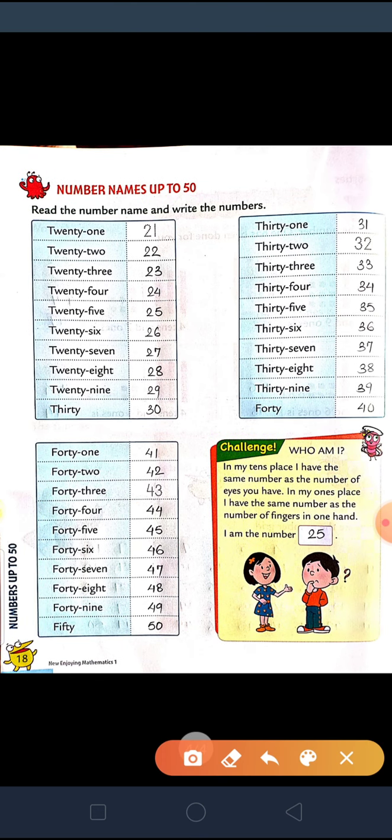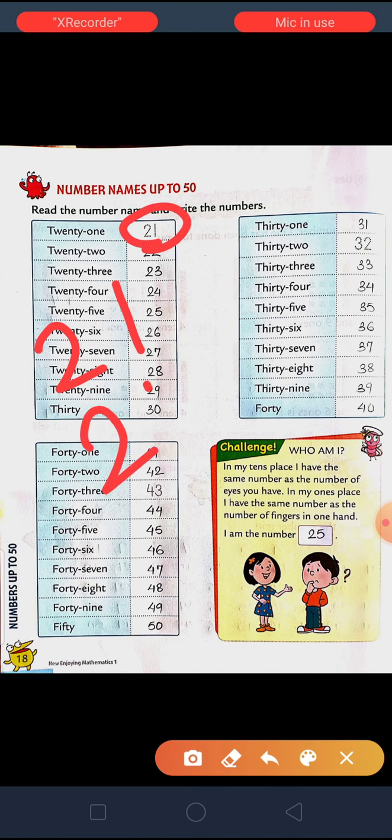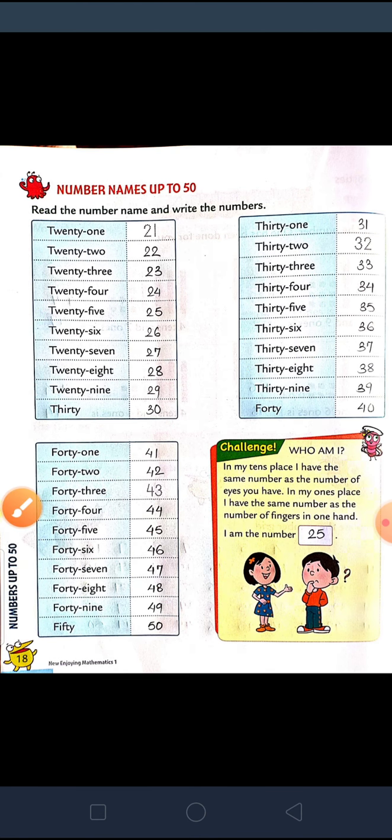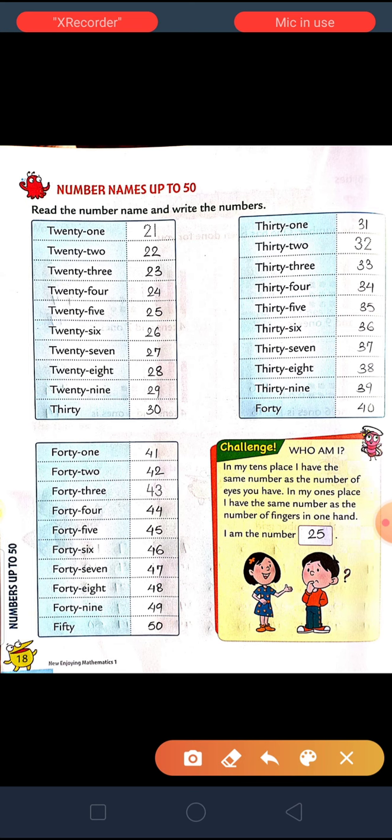Now next comes number names up to 50. So numbers from 1 to 20 you know very well. Now from 21 to 50 you need to learn the number names, means spellings, and the numbers. Numbers you already know. 21, after 21 comes 22, then 23. So as we say these numbers, same way we have to write their number names.